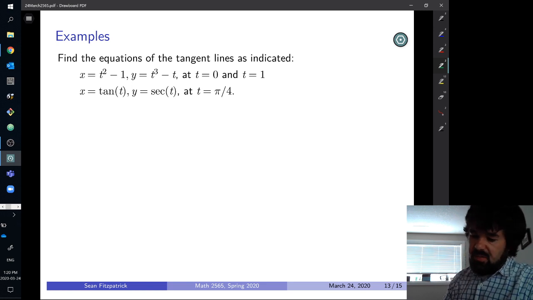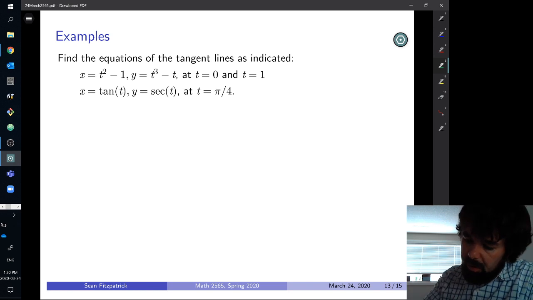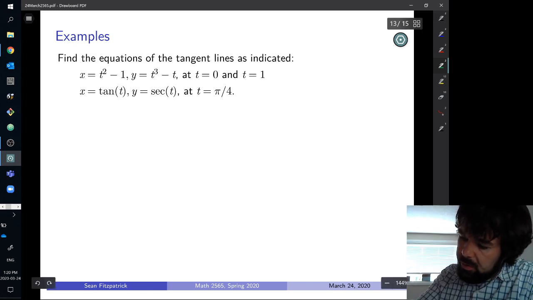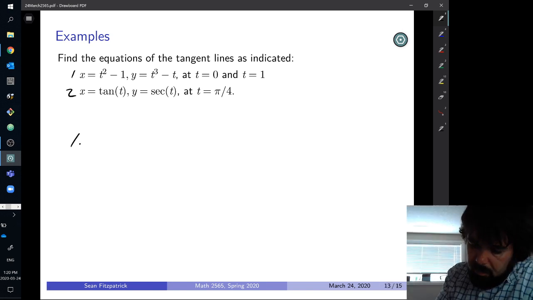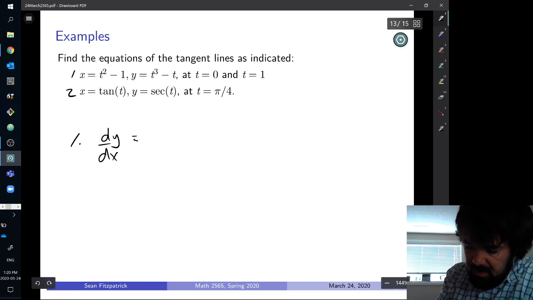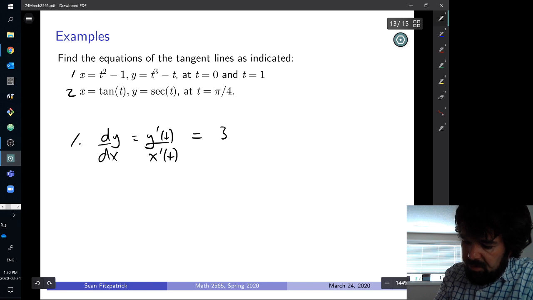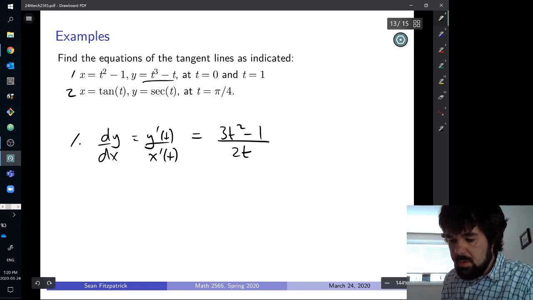So let's find equations of tangent lines. For the first one, if we look at the first one, so for 1, we do this. dy/dx is y prime of t over x prime of t. So y prime is 3t squared minus 1, just taking the derivative of y right here. X prime is just 2t. Okay?